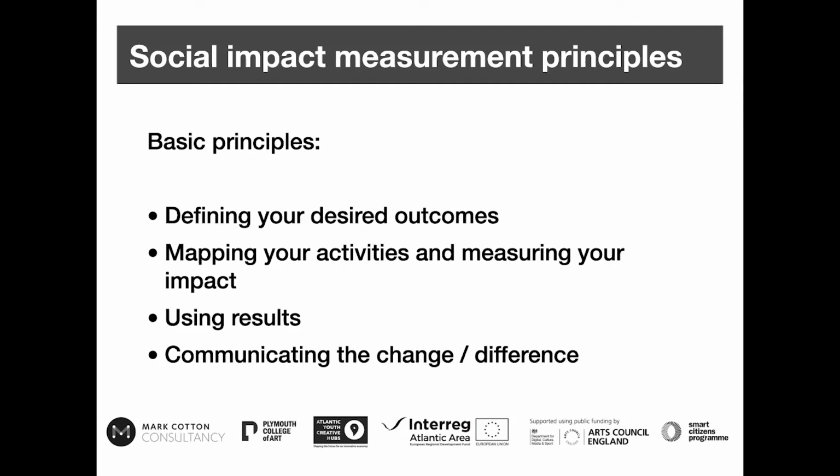The basic principles of impact measurement are that you communicate clearly what you are trying to achieve, how you are working to achieve it, and the progress you've made so far. And the process of building a comprehensive picture of impact is divided into four key areas. Be clear about the outcomes you're seeking. Find a robust way to map your activities and measure your impact. And use the results by communicating what difference you've made.